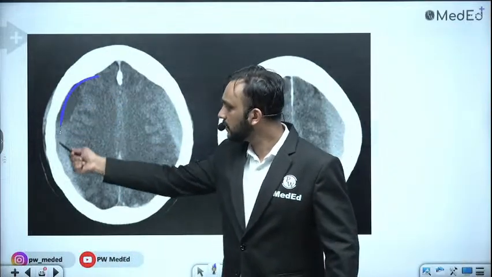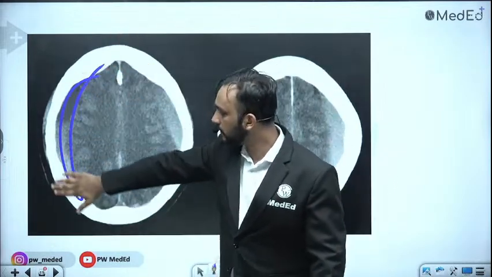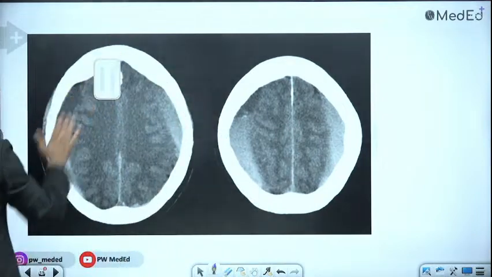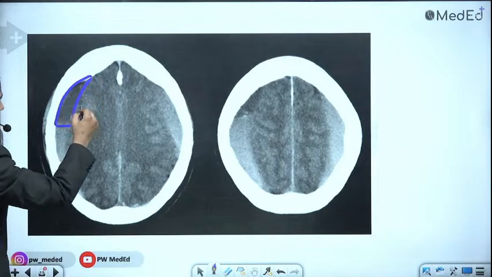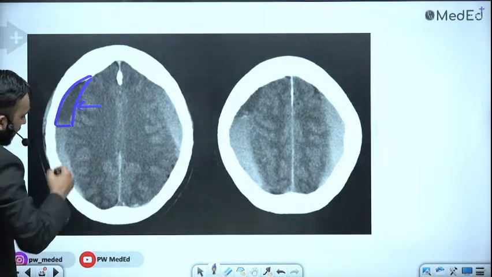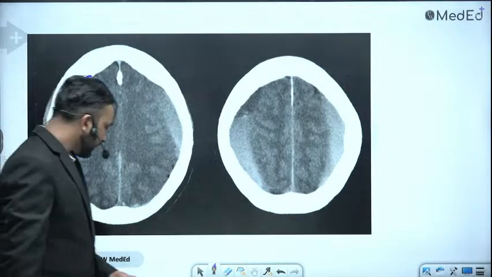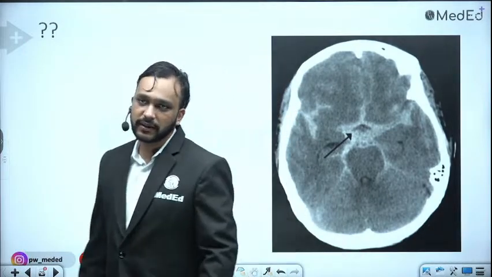So this is another case with acute on chronic SDH. You can see that there is a concavo convex shaped collection, right? And in this collection, a part of the bleed is hypodense and a part of the bleed is hyperdense. So this is again another example of acute on chronic SDH.